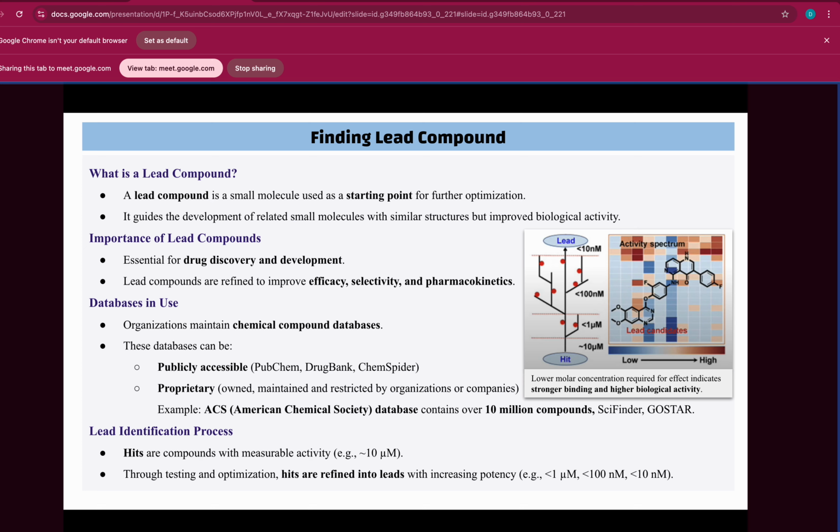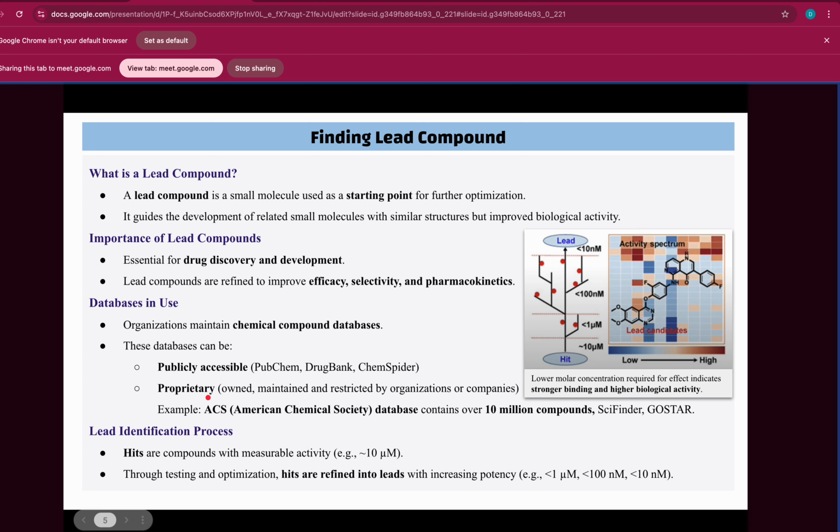So if you want to see a certain structure, for example, if I want to design a drug against HIV, in that case we can go into these databases and search for what drugs are already known. Then we can study its structure, see where it binds, and then design a new drug molecule by improving its properties.